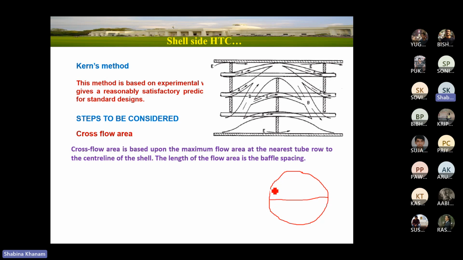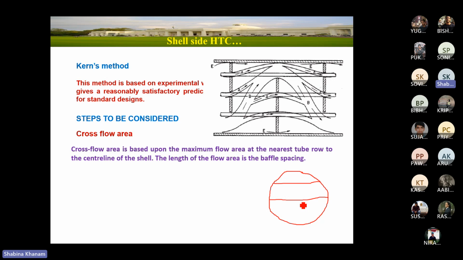If I consider this line, the number of tubes will be lesser in this line in comparison to the central line. I hope I'm able to convey this fact. At the center I'm having the maximum number of tubes, and if the maximum number of tubes are available, the flow area will be maximum. The length of the flow area is the baffle spacing.